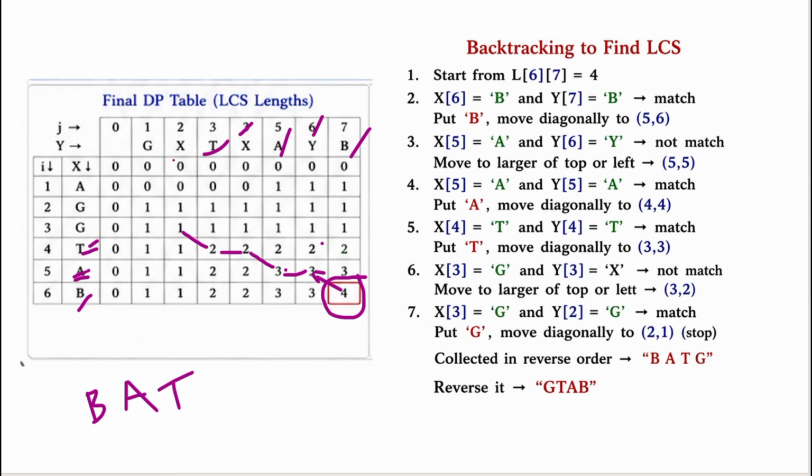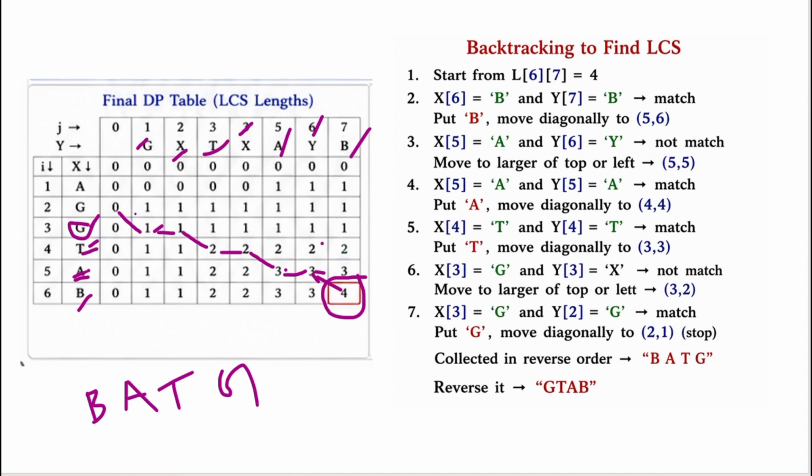Then here X is there, and here G is there. Not matching. Then move this side or this side. Whichever is maximum, you move that side. But if both the top and left cells contain the same value, either move this side or that side. Both are valid. Here I move this side. Then here G is there, and here G is there. So same, right? Then write that character here. Then move diagonally. Then we reach 0. Right?